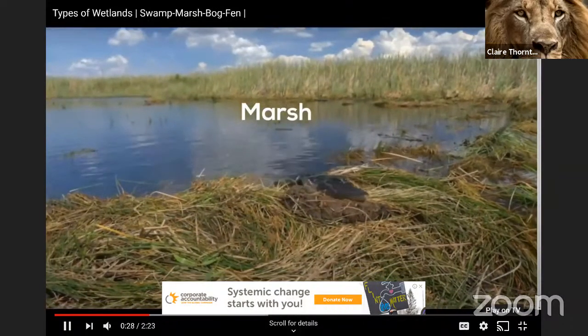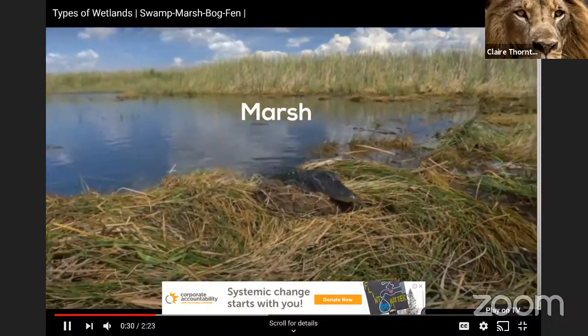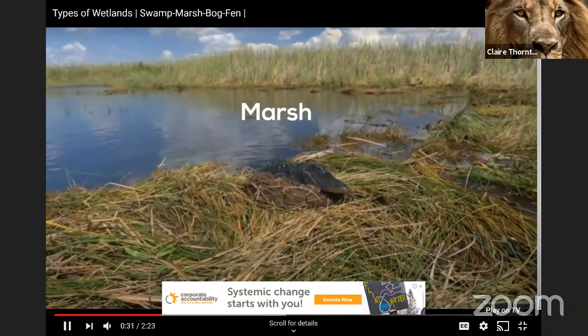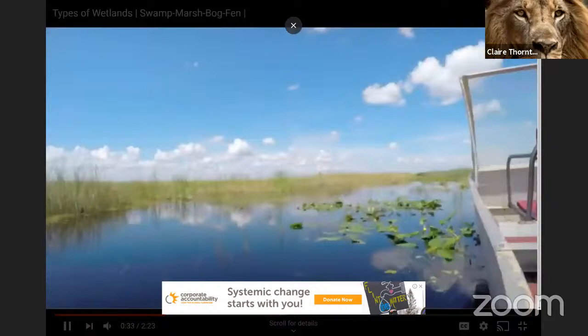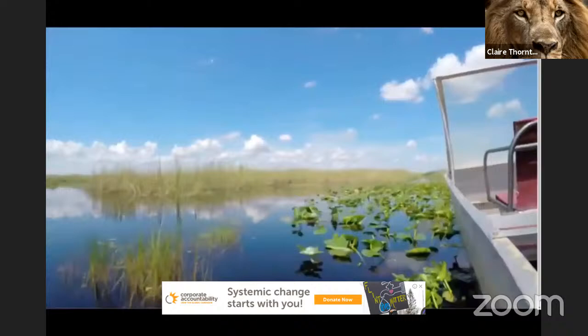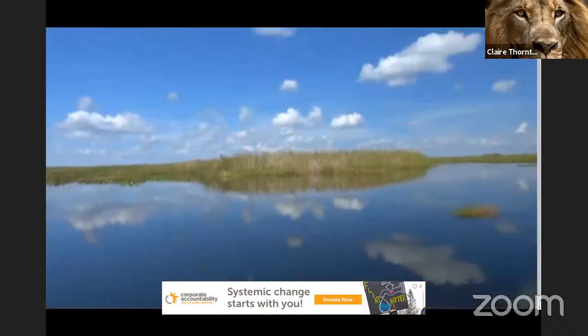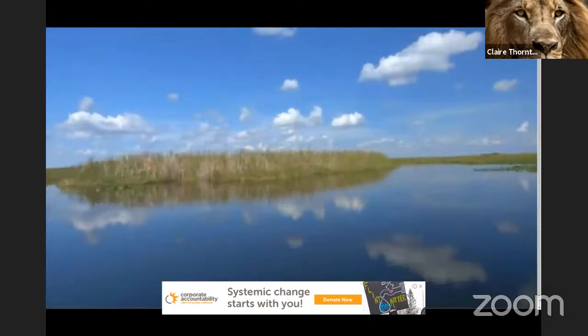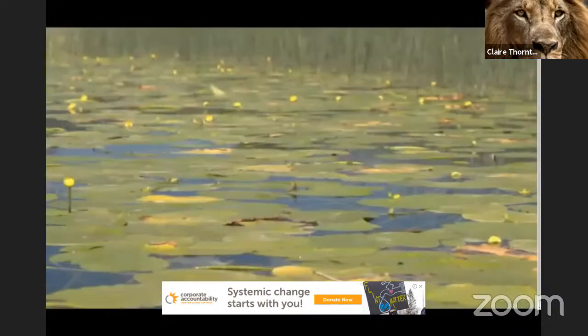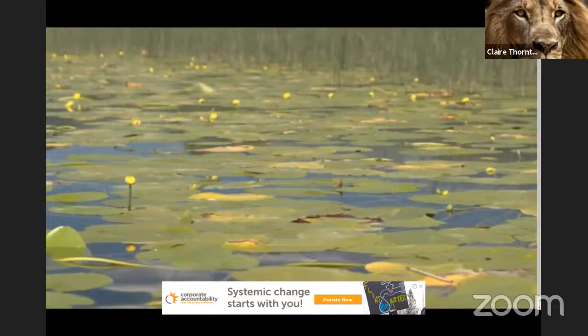Marshes are wetlands that support a variety of reeds and grasses. Let's take a trip through a marsh. The Florida Everglades is one of the largest continuous freshwater marshes in the entire world. This marsh covers over 4,200 square miles.